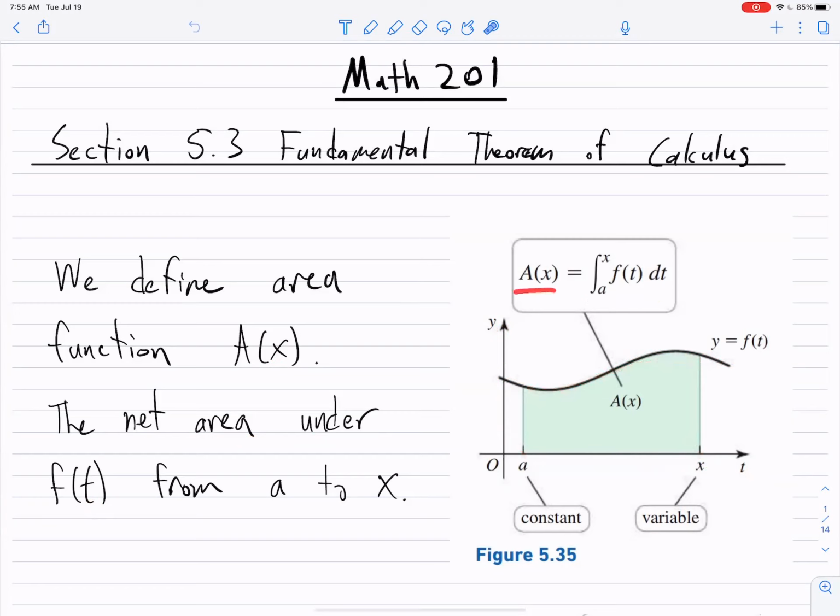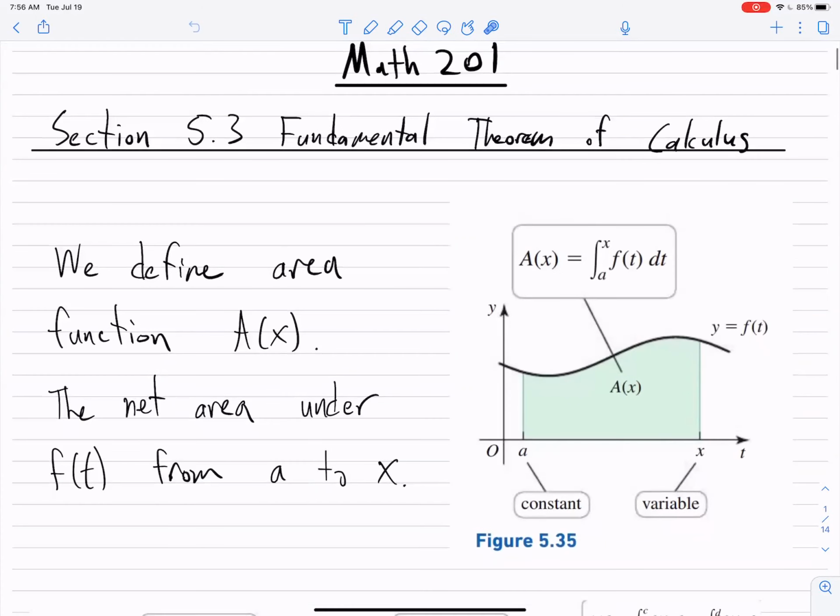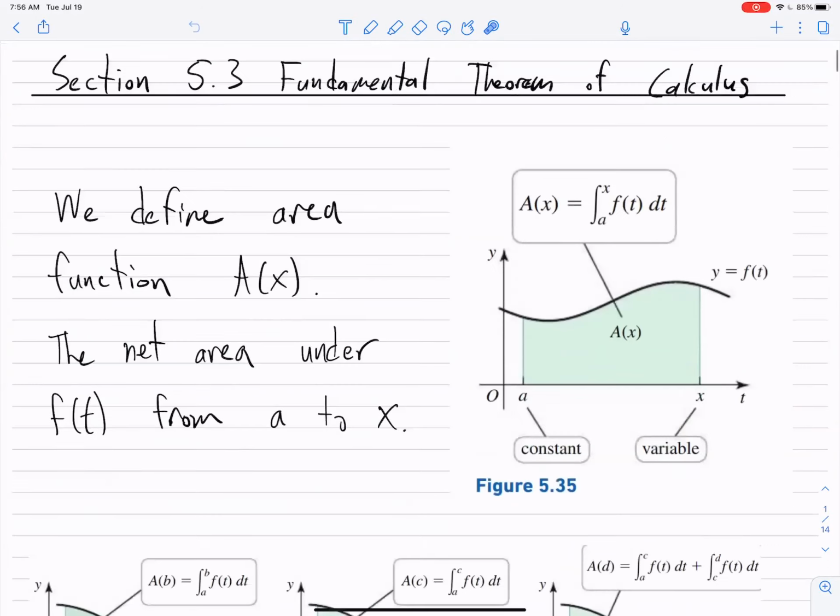If you plug in an x value, you pick some actual number, it will spit out a number. So it's a function, and it'll spit out the number that gives you the net area under your function. This area function is going to be a nice, clean way for us to describe the relationship between the definite integral and the derivative, which is the main idea of the fundamental theorem of calculus. It links the two most important ideas, the derivative and the integral, together.